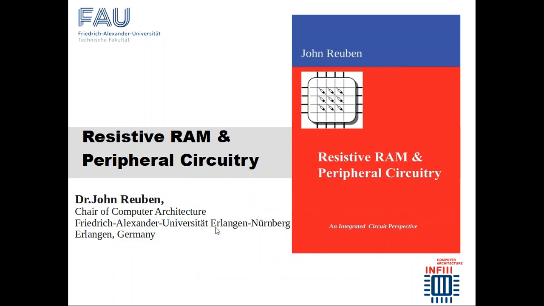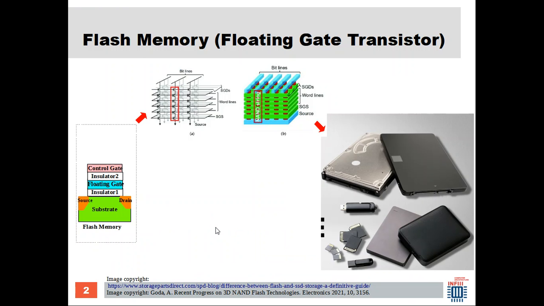So, we all know about flash memory. Flash memory is basically a floating gate transistor. It's been the dominant non-volatile memory in the last decade, and it has a structure very similar to a MOSFET. But in addition to the metal oxide and semiconductor, we also have what is called a floating gate.